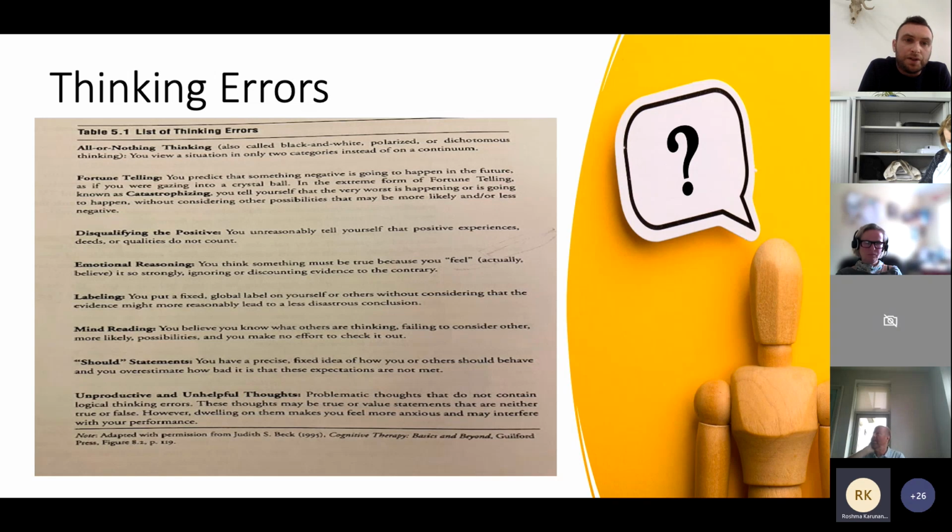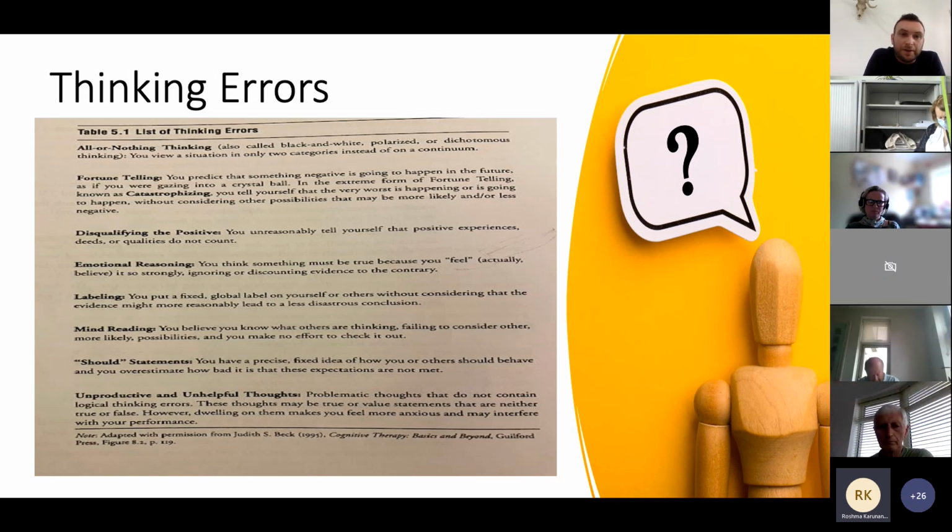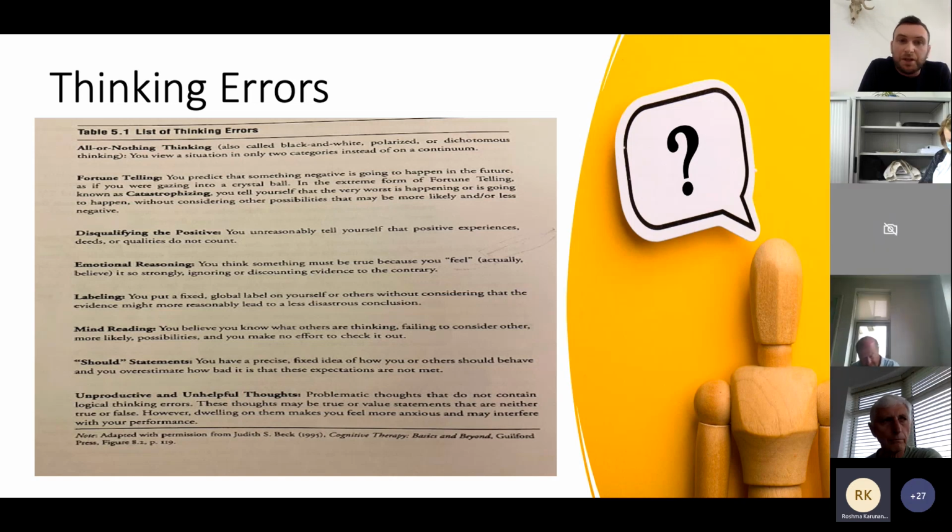Then there's disqualifying the positives, which means that you tell yourself that the positive experiences didn't happen, so there wasn't anything good in the situation, that a lot of it was bad, because you're dwelling on certain shoulds and shouldn'ts and so on. So you help the person to talk to you more about some of the things which actually went okay.